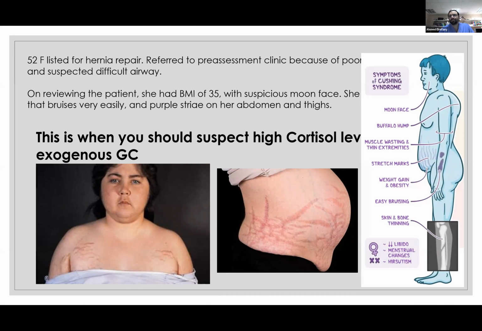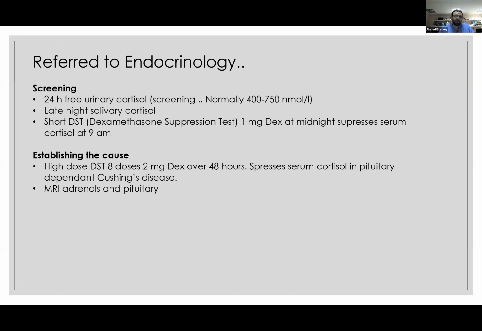Remember this diagram when you see a patient: moon face, buffalo hump, muscle wasting, very characteristic stretch marks, weight gain, obesity, easy bruising, and the bone is very fragile. So those patients are referred to endocrinology. They had screening, which is 24-hour urinary cortisol, late night salivary cortisol, and short dexamethasone suppression test. This is a screening, to confirm whether or not the patient has Cushing's disease.